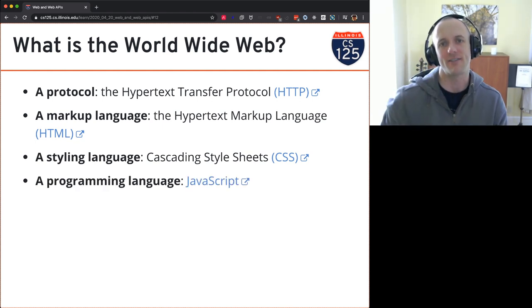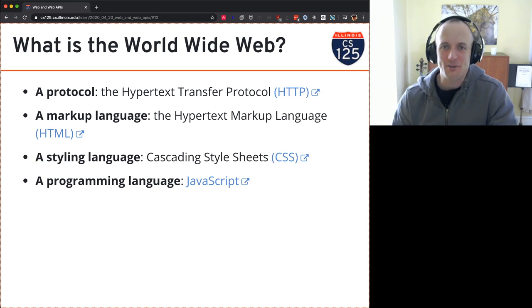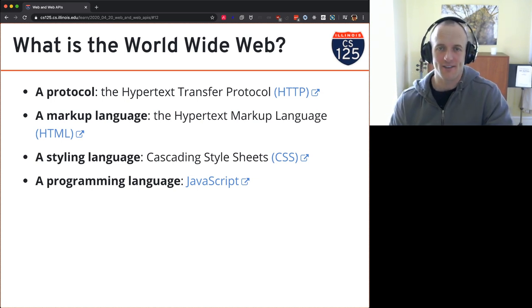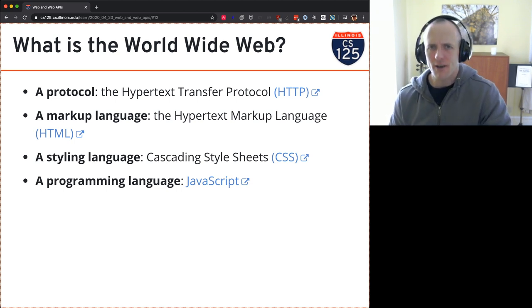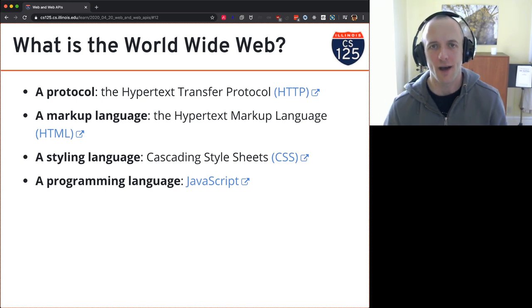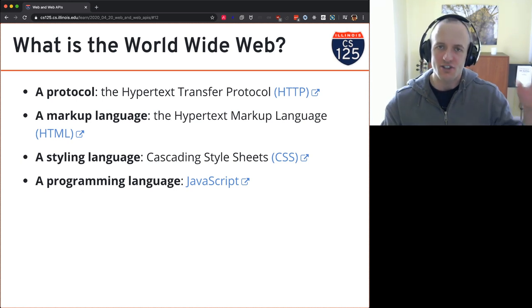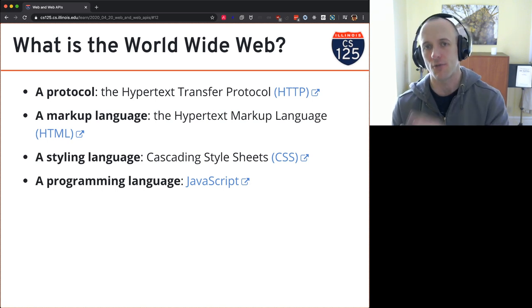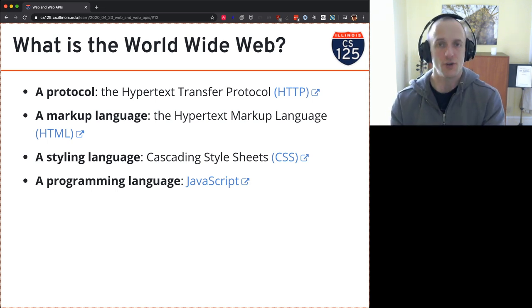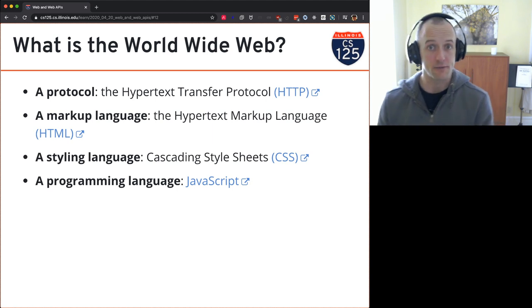And finally, one of the coolest things about the modern web, one of my favorite things, is that it's a programming platform. This is a development platform. When you go to a website, you might think, oh, I'm downloading a web page. You're not. Most modern websites give you a web application. You're not just getting content. You're getting computer code that is sent from the website to your browser and then run in your browser.